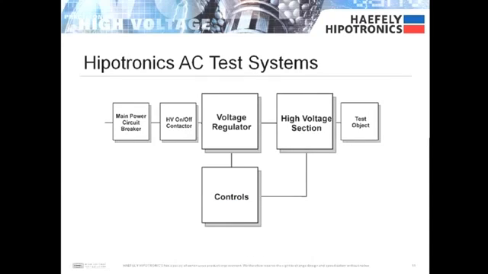This is a block diagram of a typical AC test system, whether it's one of our bigger resonant test systems or the transformer type, such as the 700 series. The main components that are used are the main power circuit breaker, the high voltage on and off contactor, your voltage regulator, then your high voltage section, your test object, and then obviously your controls to vary the voltage and also set the parameters that you require for your test.